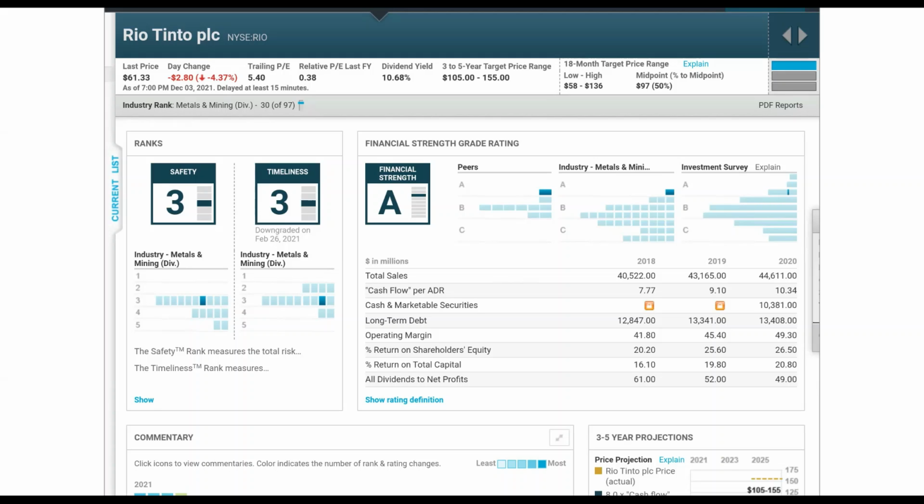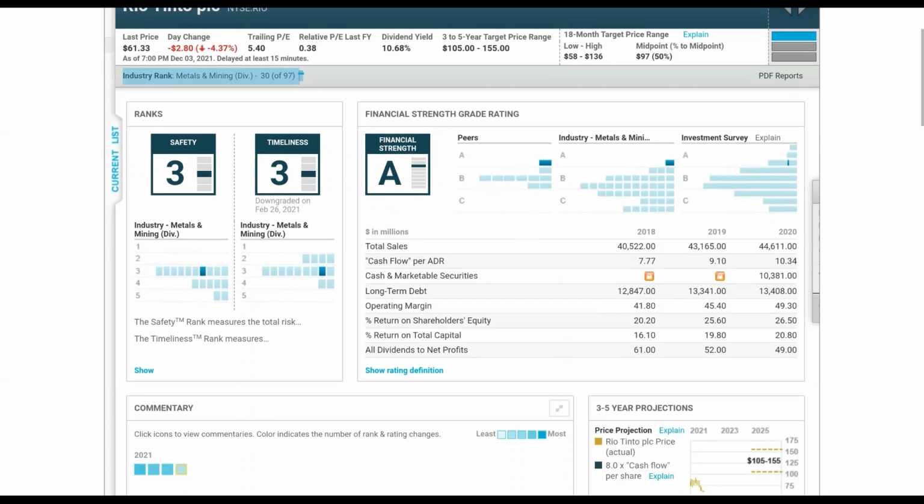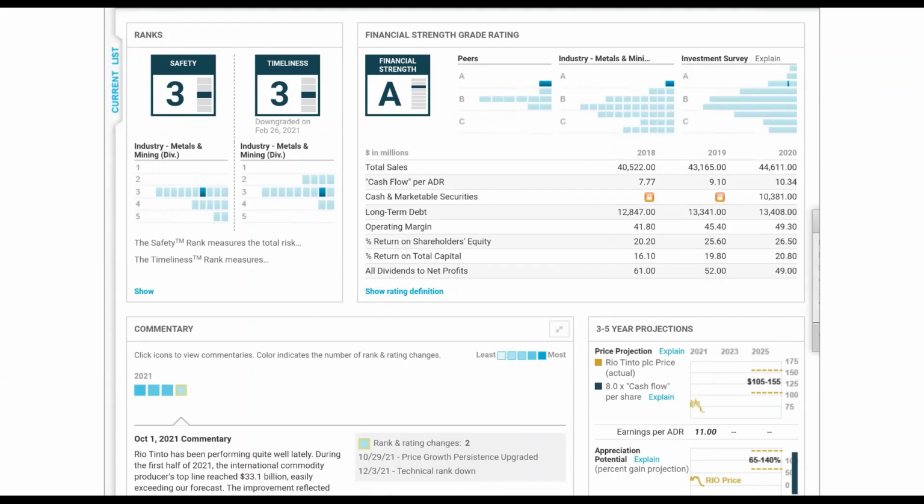And then you've got your ranks. A 3 safety rank is okay. Mastercard or Visa, rather, is going to have a safety of 1. Timeliness has been downgraded just because I think they're feeling demand might not be there. What's interesting under the timeliness ranking is that nobody is in the 1s right now. They've got 4 in the 2s and several in the 3s, and that's where it is. If you touch that, it will tell you what the name of that company is.